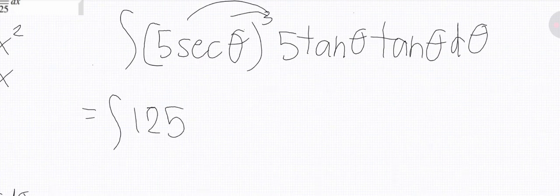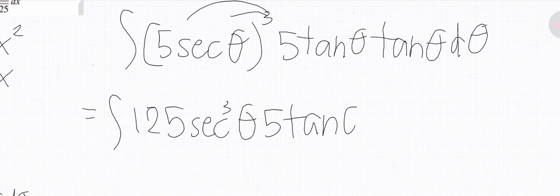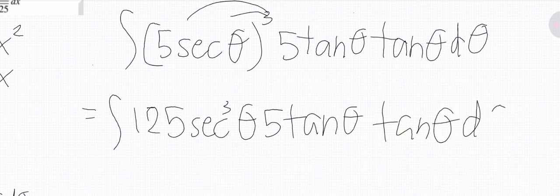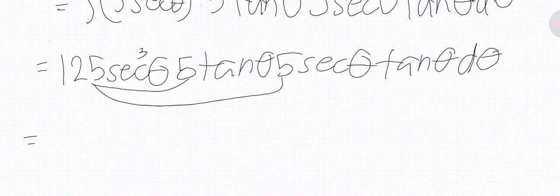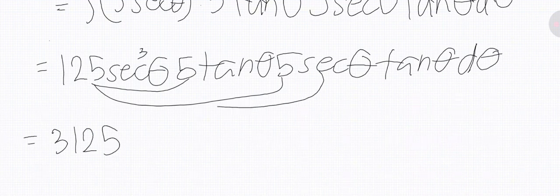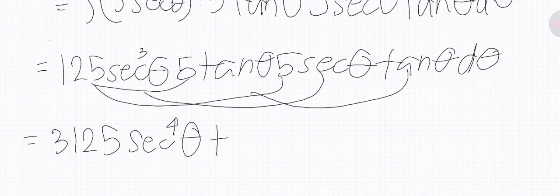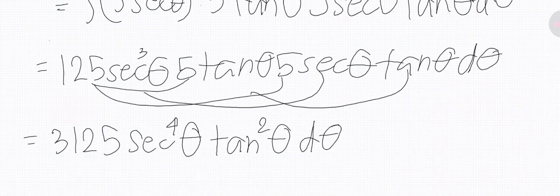So we have 125 secant cubed theta. Copy the rest. The cube, we have to substitute 5 and secant, so that's why we get the 125 secant cubed theta. Now let us multiply each constant, so we're going to have 3,125, and now we're going to multiply each identity. So we have secant to the fourth theta and tan squared theta d theta.